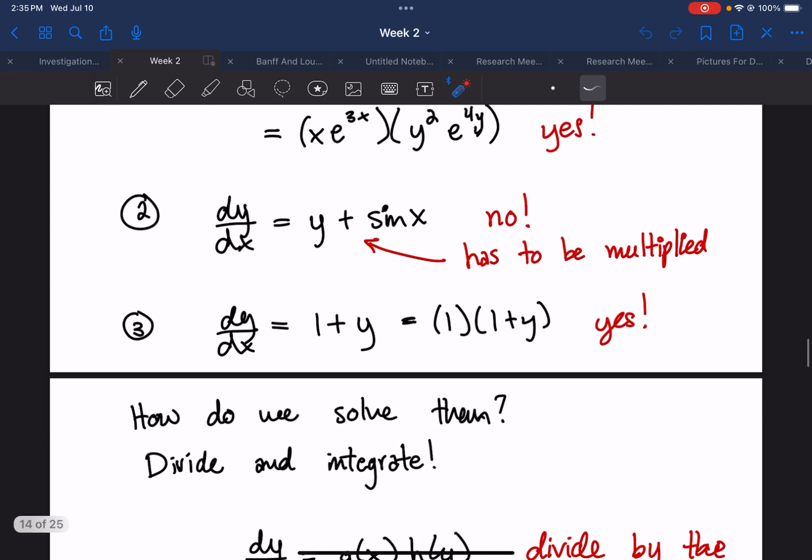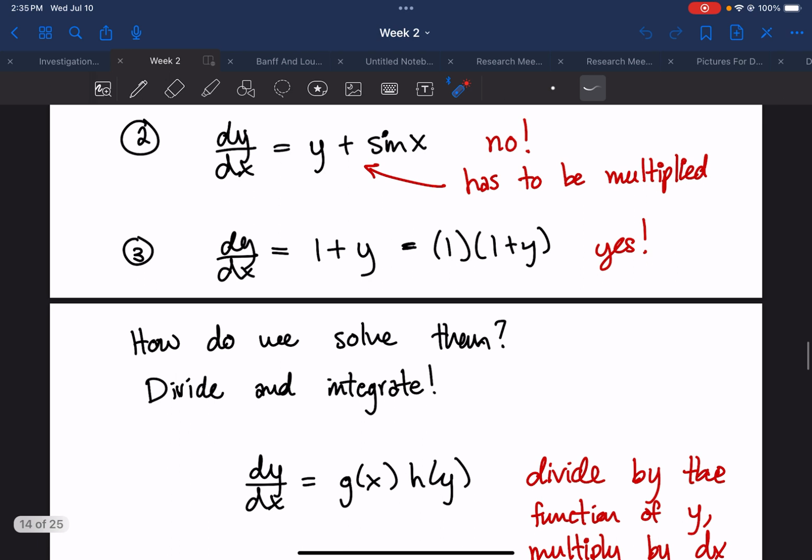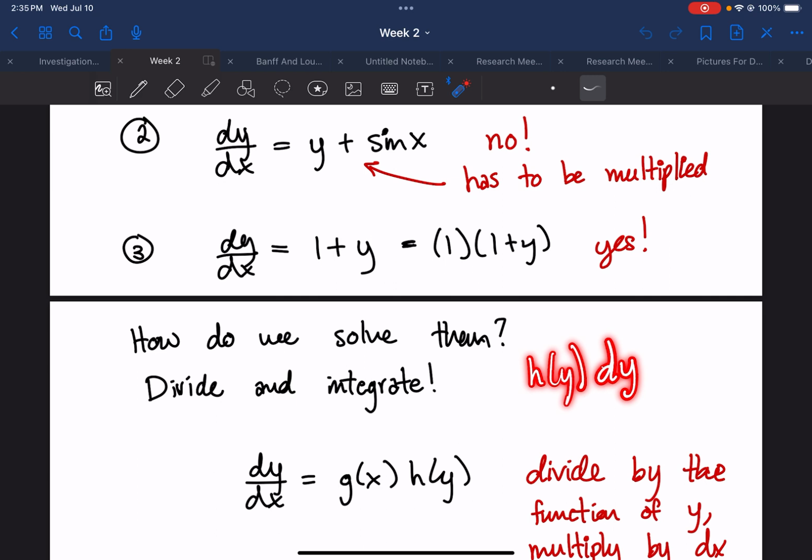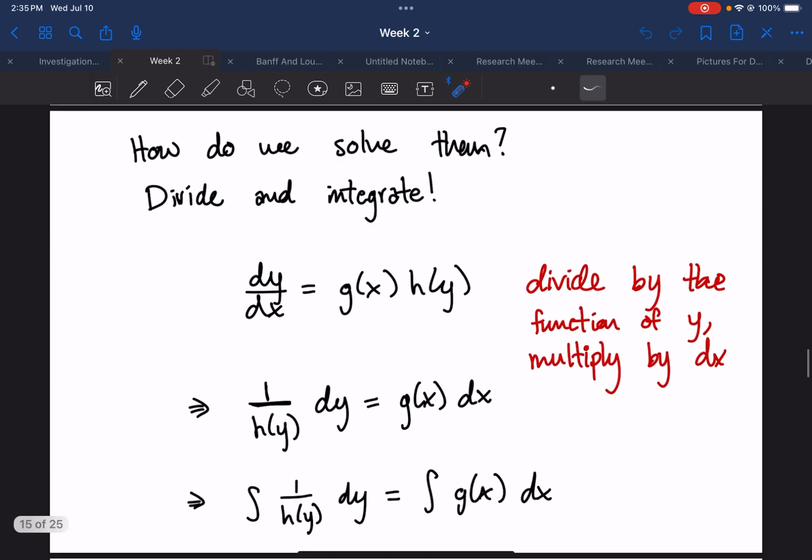How do you solve a separable equation? Well, the easiest way to describe it is to divide and then integrate. Like I said at the beginning of this section, we're going to put all the y's on one side and all the x's on the other. Often it looks like something involving y dy equals something involving x dx. But it might not be multiplied per se, it could be divided. Right? So let's look at how we do it.